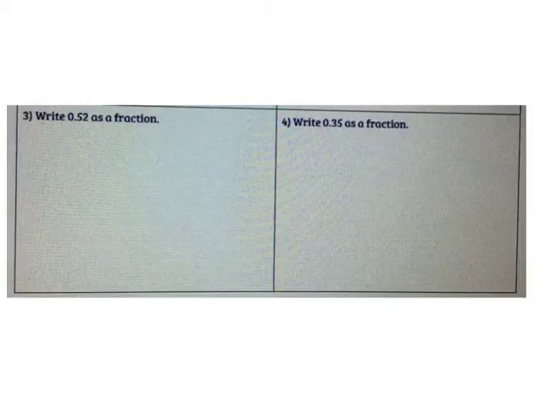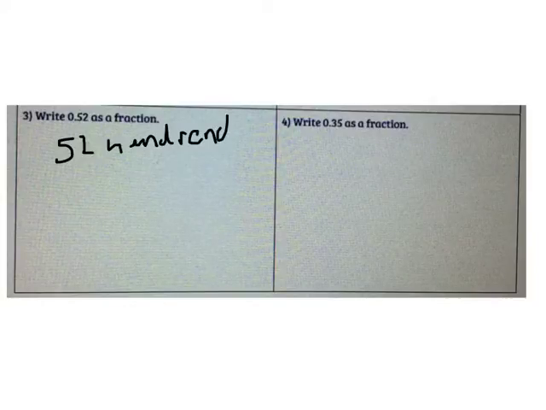Now let's write a couple decimals as fractions. To write a decimal as a fraction, we can simply say the numerator, say the place value, and use that to write it as a fraction. How do I say 0.52 in words? It's 52 hundredths. Now I can write that as a fraction as 52 over 100, or 52 hundredths.